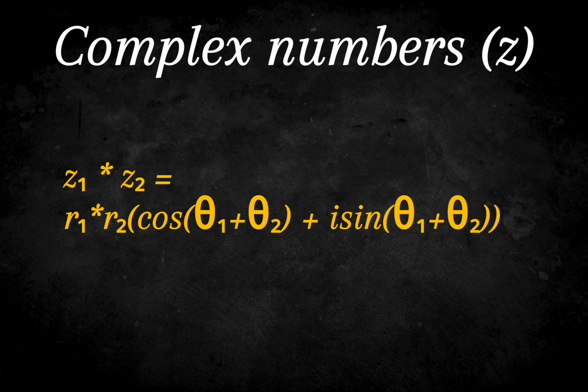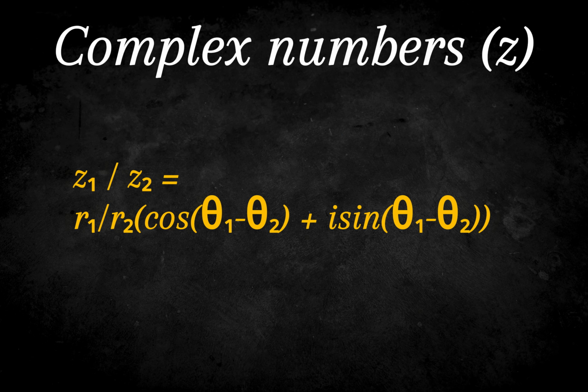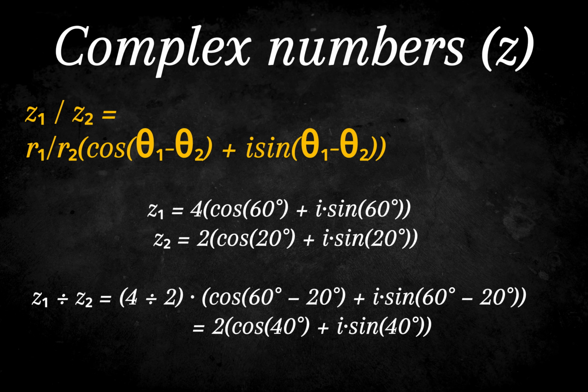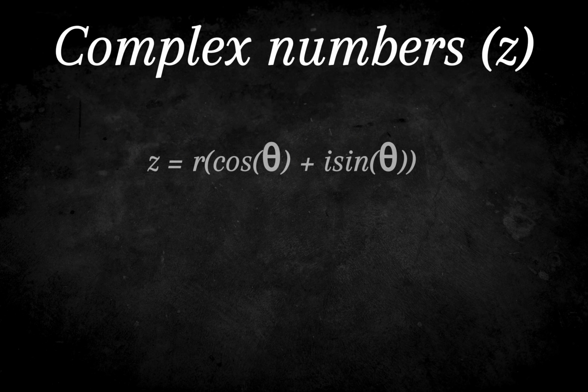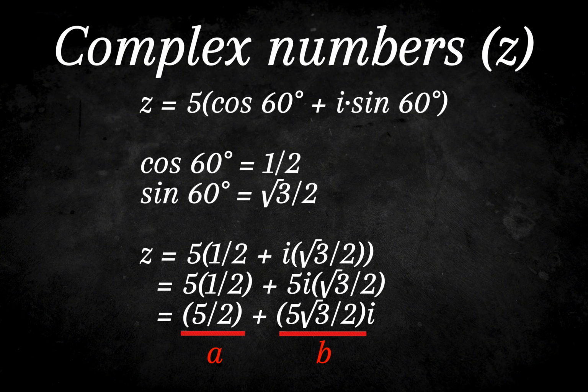The same method applies when dividing two complex numbers. Divide their moduli and subtract their arguments. Here is an example of that. And if you want to switch from the trigonometric form to the Cartesian form, you simply work out the cosine and sine. Here is another example of that.